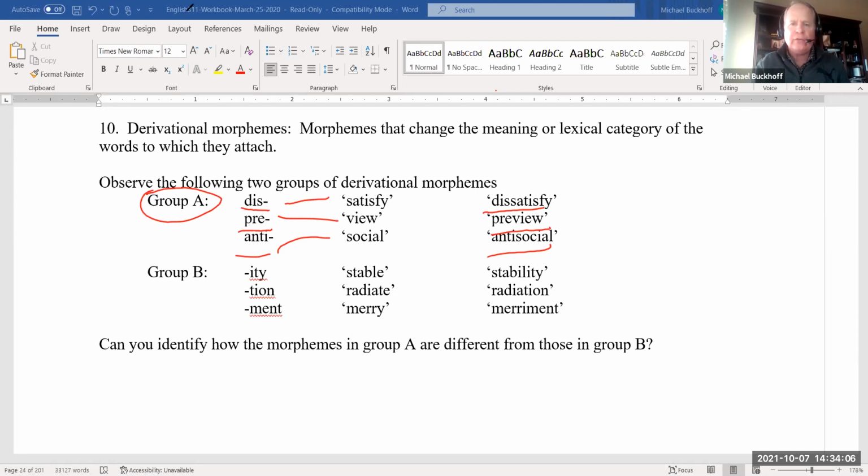Now, the next question, let's take a look at group B. So group B, we have ITY, we have ION, we have MENT. So we have stable, it changes to stability, radiate changes to radiation, and then merry changes to merriment. So here's my question. I'm thinking about these definitions above. Which group seems to affect the meaning of the words that these morphemes are attaching to?